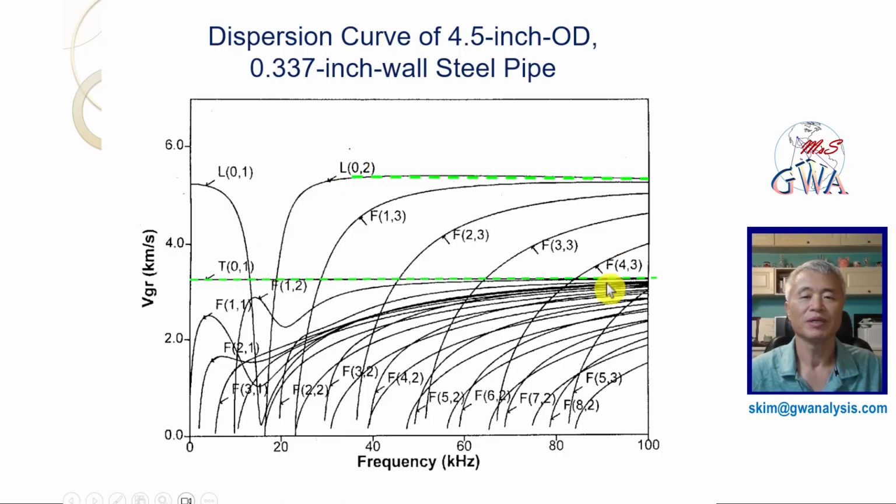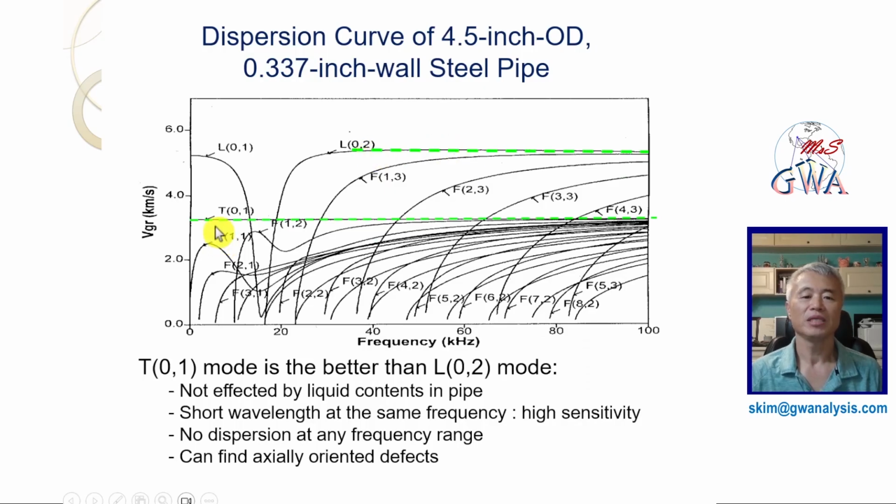If you look at the dispersion curve, you will find L02 mode that has almost a constant velocity in the wide frequency range. In these examples, we can see that the velocity of L02 mode is almost constant between 40 and 100 kHz. But T01 mode is better than L02 mode because of the following merits.